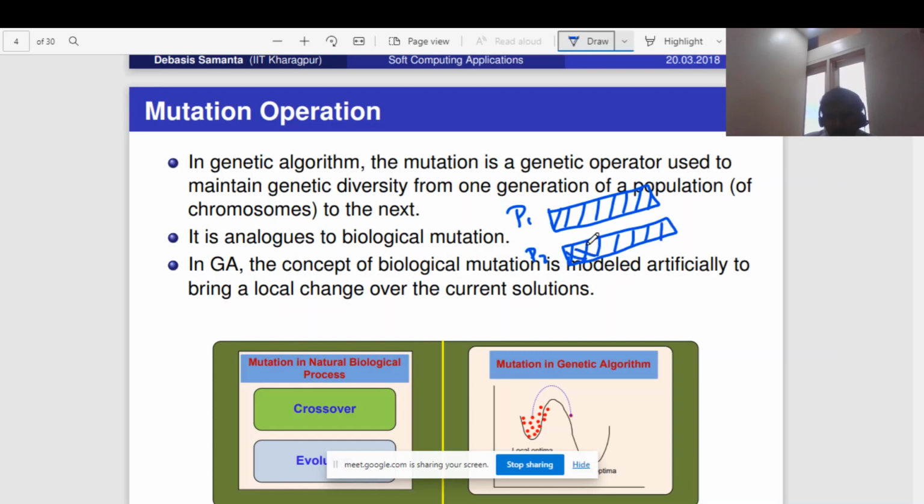Now say that you are selecting some crossover point. Say this is the crossover point. Let us assume the middle point as the crossover. Now child 1 is created, something like this. That is, its first part comes from parent 1, and the second part comes from parent 2. So it is something like this. This is an ideal case. It is a perfect crossover.